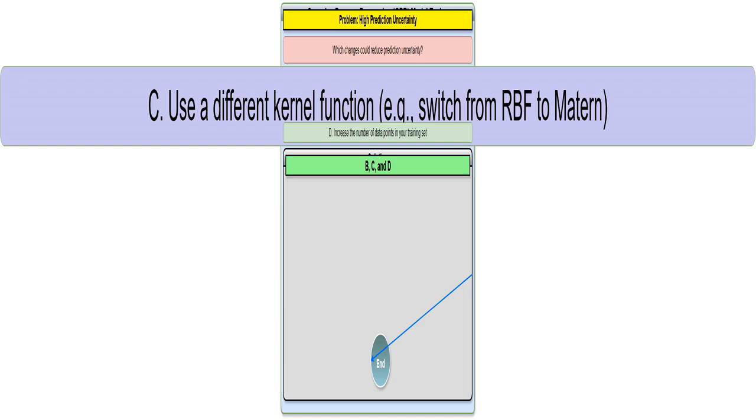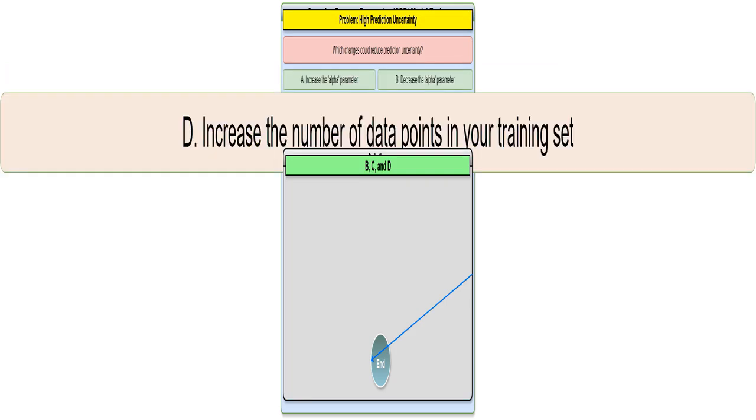The kernel defines how your data points relate to each other, impacting the uncertainty. If you choose the wrong kernel, your predictions get unnecessarily uncertain. I recommend trying a different kernel, like Matern instead of the radial basis function or RBF, to better capture the underlying patterns, potentially reducing the uncertainty. More data typically translates to more accurate model fitting and consequently, lower uncertainty. Think of it like this. The more information you give the model, the better it can understand the patterns and make more precise predictions.